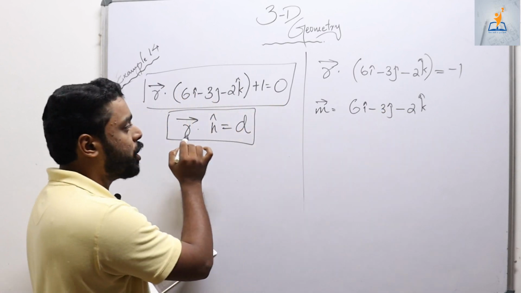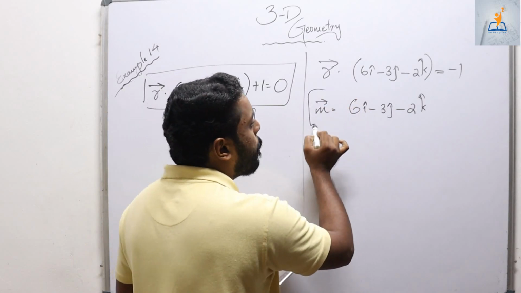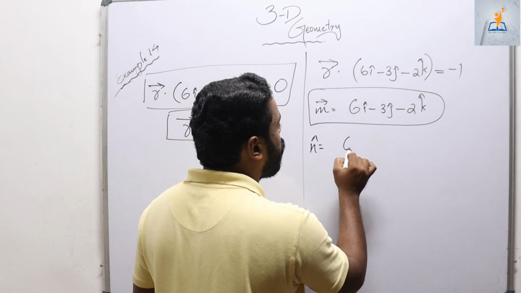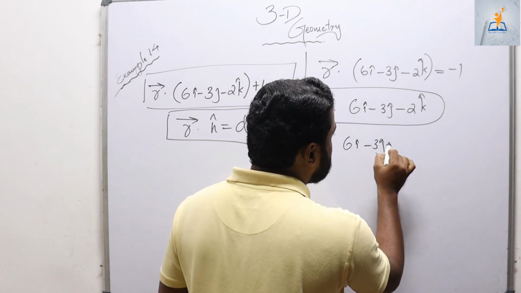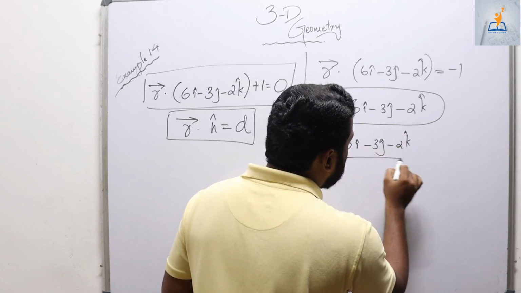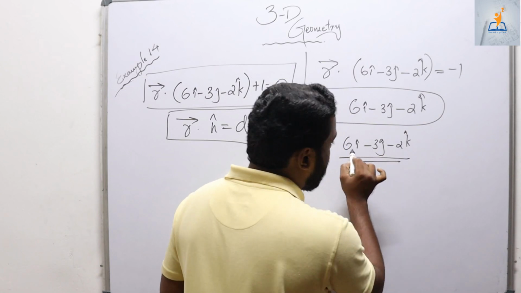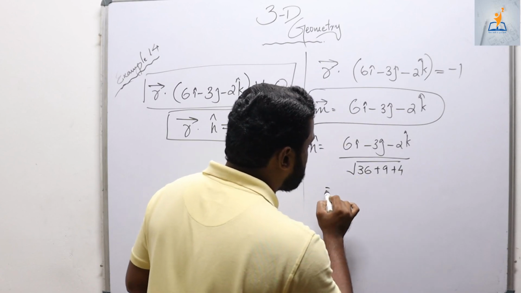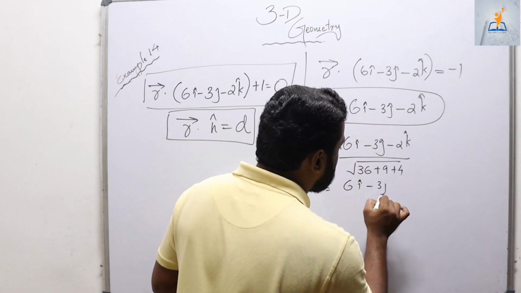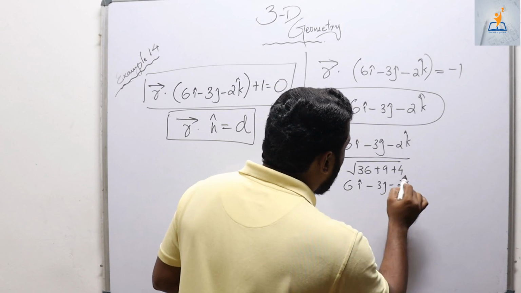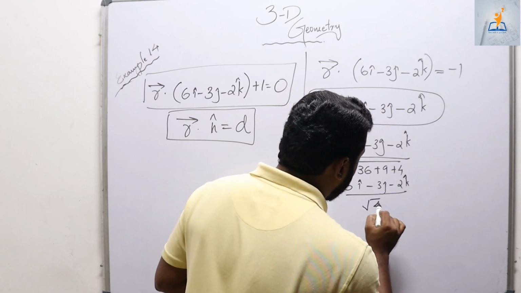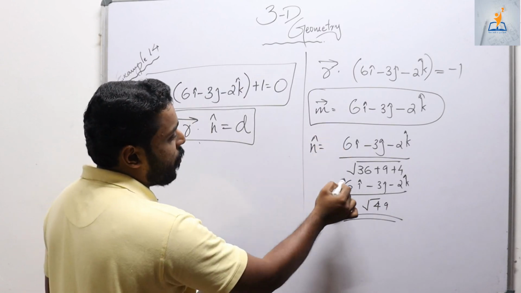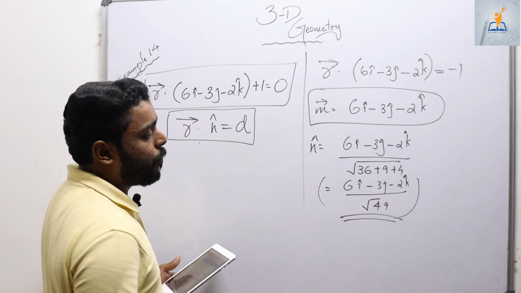So in order to make it into a standard form, we have to make this vector into a unit vector, right? So n cap is equal to (6i cap minus 3j cap minus 2k cap) divided by its magnitude. What is its magnitude? 6 square 36, 3 square 9, plus 4. It is equal to (6i cap minus 3j cap minus 2k cap) whole divided by root 49, isn't it? See, now it becomes r bar dot n cap equal to d in the formula.